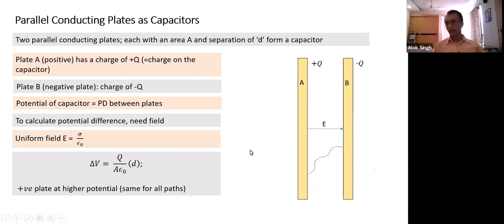So we understood what a capacitor is. Two conductors separated by some distance form a capacitor.